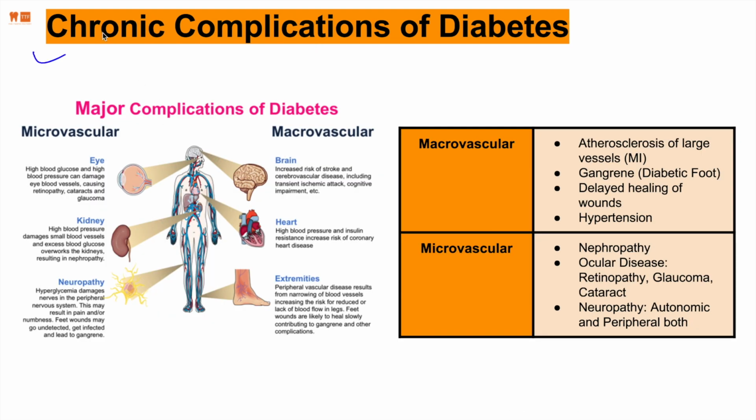These are chronic complications of diabetes. Macrovascular, microvascular. We're already aware of the microvascular from earlier slides. We have nephropathy, retinopathy, glaucoma, and cataract or ocular disease, and neuropathy, where both autonomic and peripheral nervous system defects are present. Macrovascularly, there's atherosclerosis of large vessels that causes myocardial infarction, ischemic heart disease. There's gangrene, diabetic foot, delayed healing of wounds, and of course, hypertension.